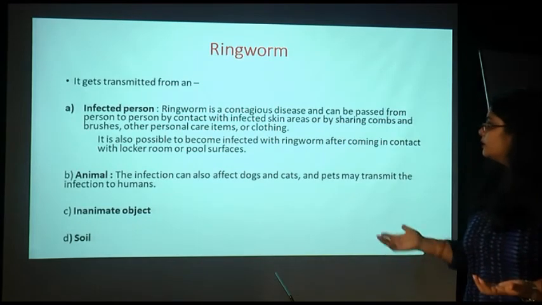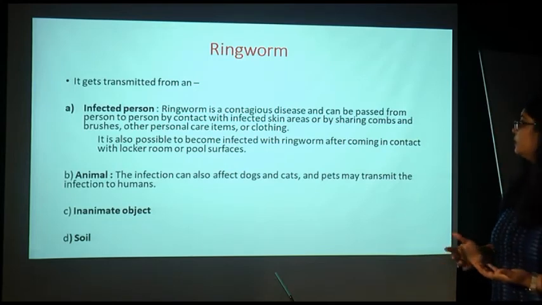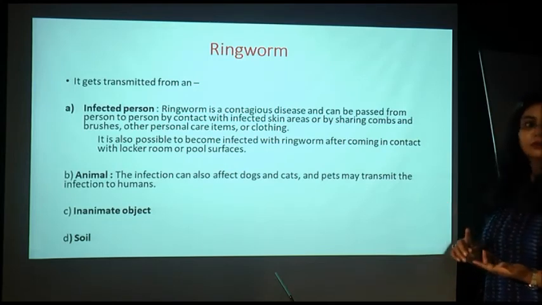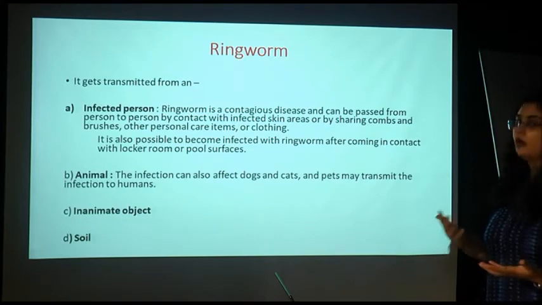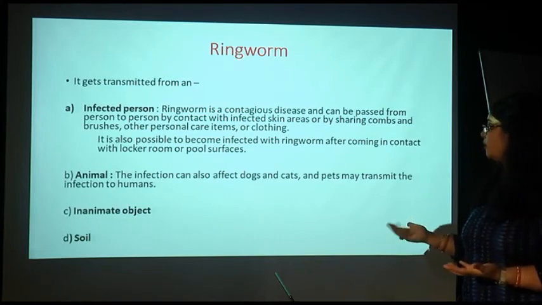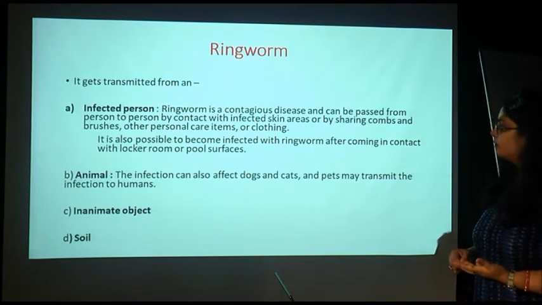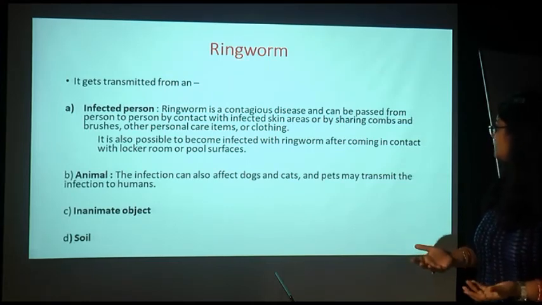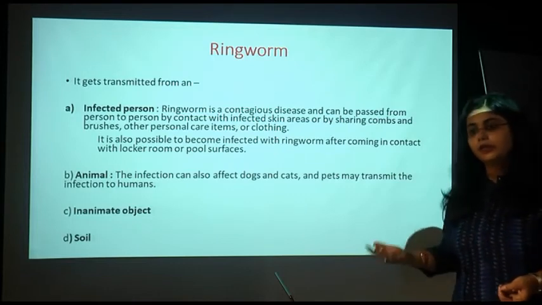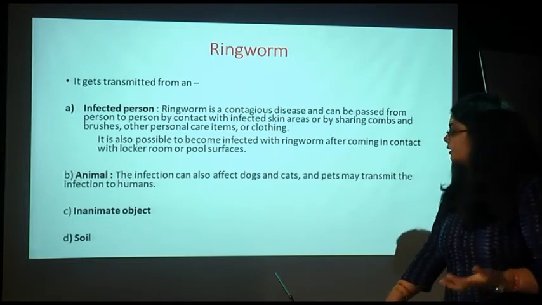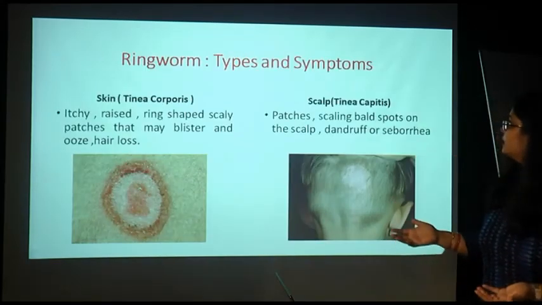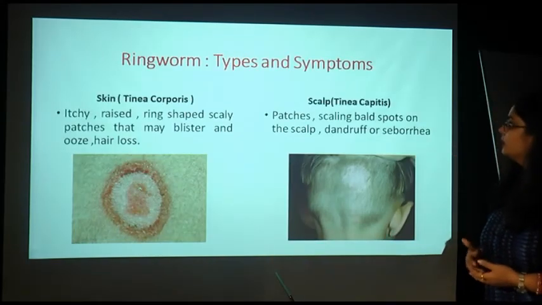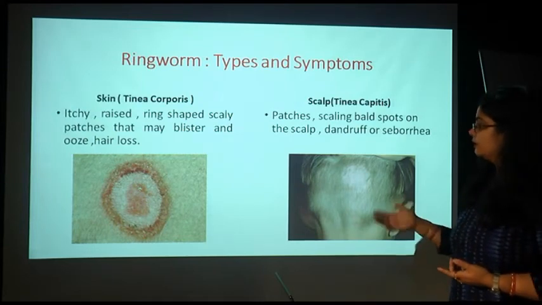So how is it transmitted from an infected person? It can be passed from one person to another through contact with infected skin, or sharing combs or inanimate objects. Also it can happen from animals. Animals like dogs and cats and other pets can also transmit the infection to humans, and then through soil.